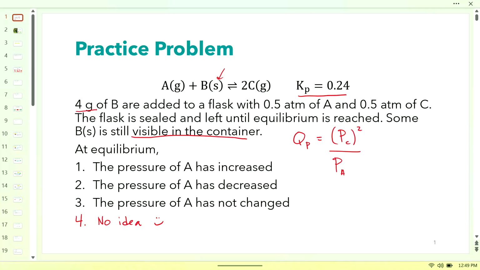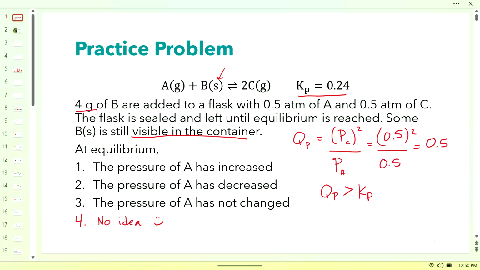Then I plug in my values at these initial conditions, which are maybe not at equilibrium. I've got 0.5 squared divided by 0.5. So my Q is 0.5. Now I ask, is 0.5 greater or less than 0.24? I find that Q is greater than Kp. I have too much C. That Q number is too big. That means my numerator is too big, or I could say my denominator is too small.